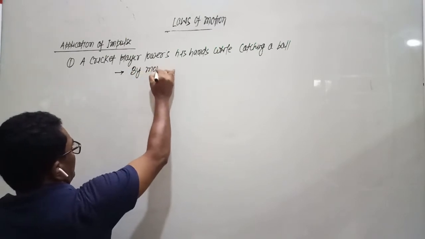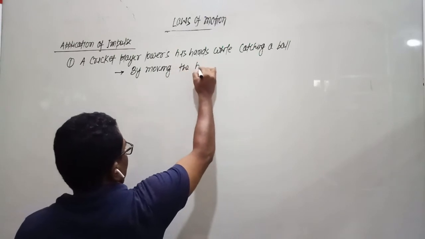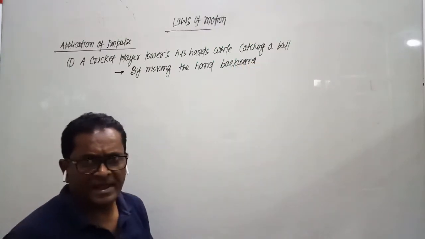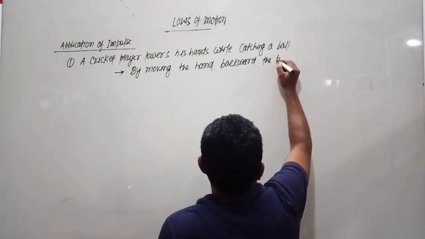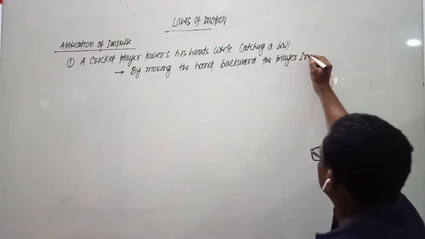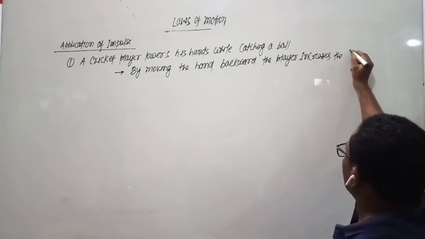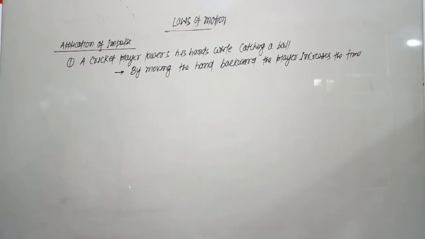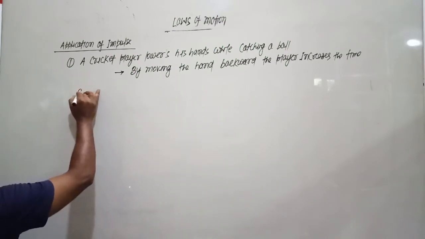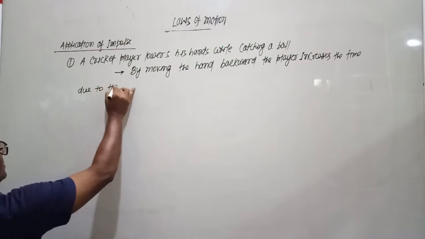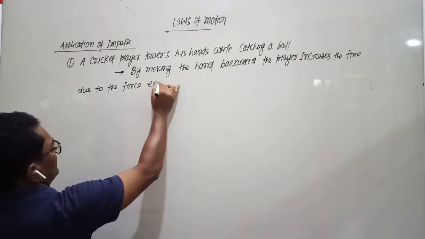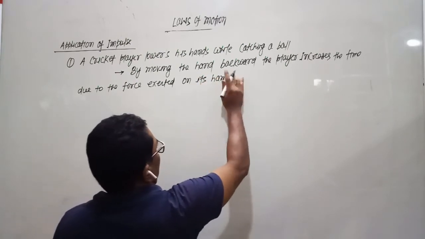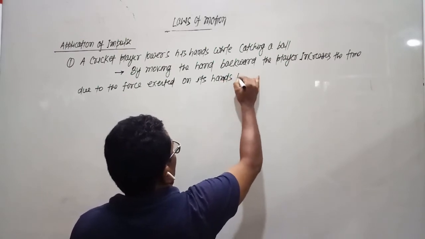By moving the hand backward, the player increases the time of catch, and due to this, the force exerted on his hands becomes less.